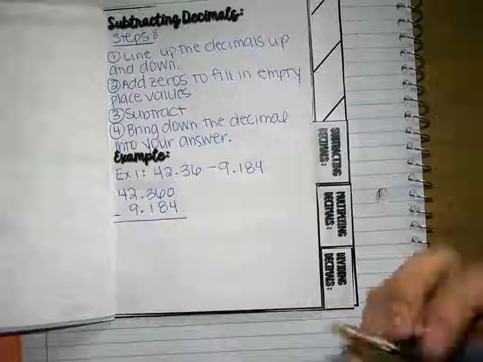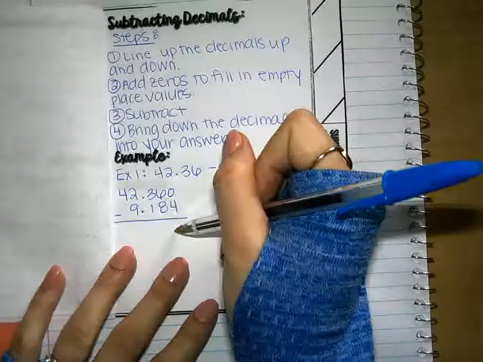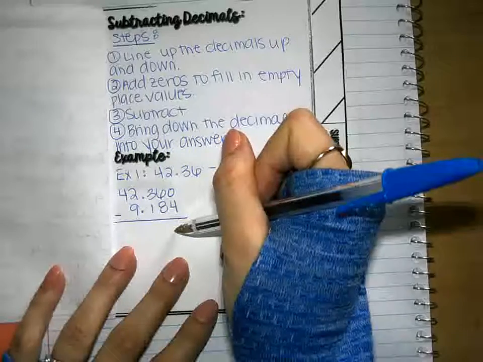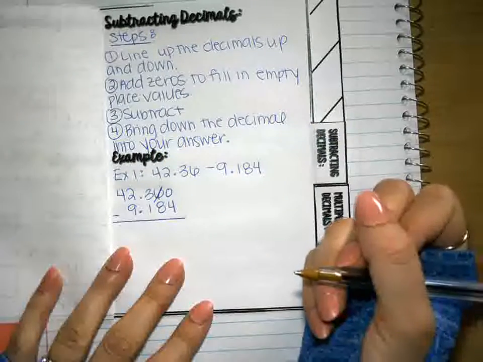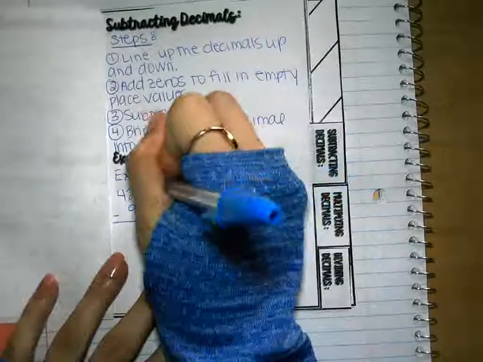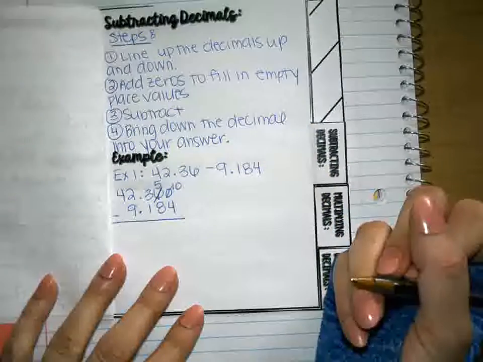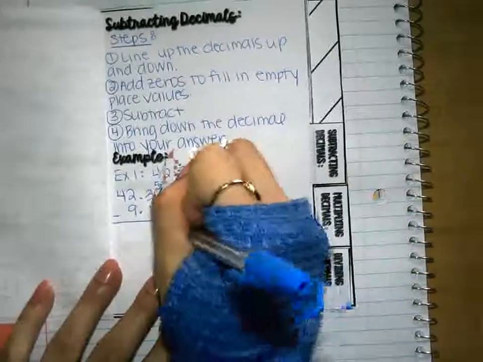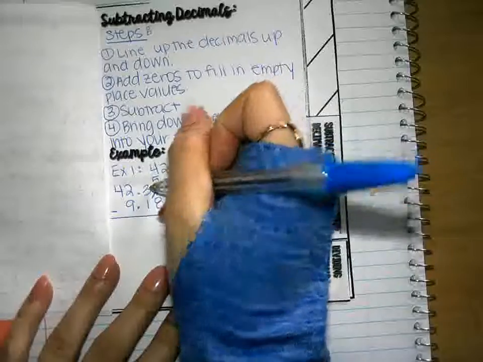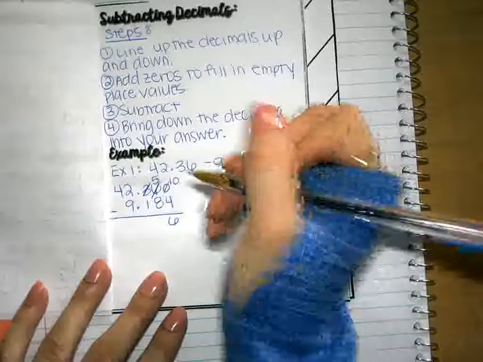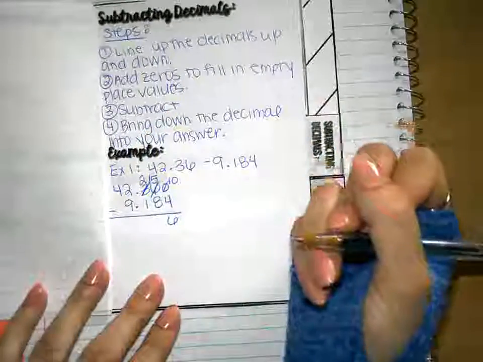So step 3, subtract. Can I do 0 minus 4? No. So what do I have to do? You have to borrow from that 6. So the 6 becomes a 5. And the 0 becomes a 10. 10 minus 4 is 6. Can I do 5 minus 8? No. So I have to do what? Borrow. The 3 becomes a 2. 5 becomes a 15.